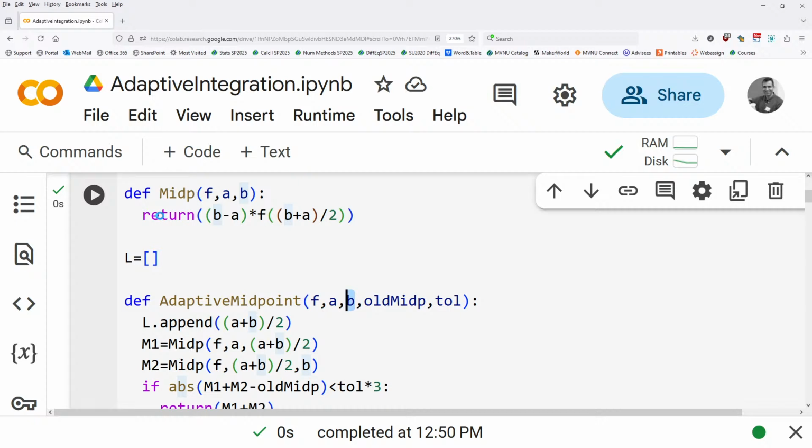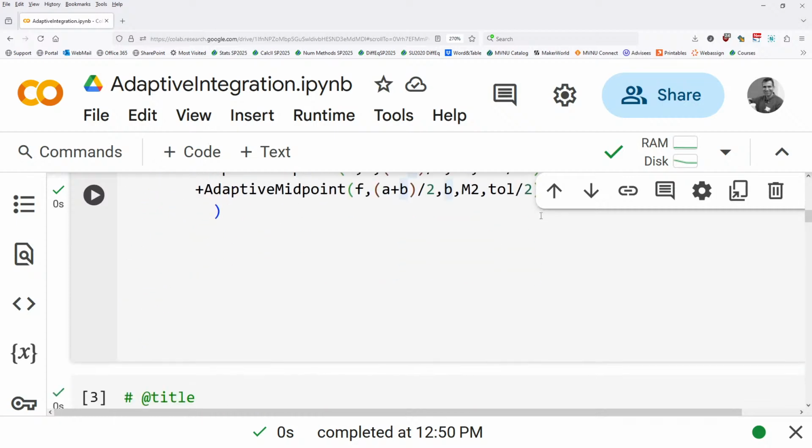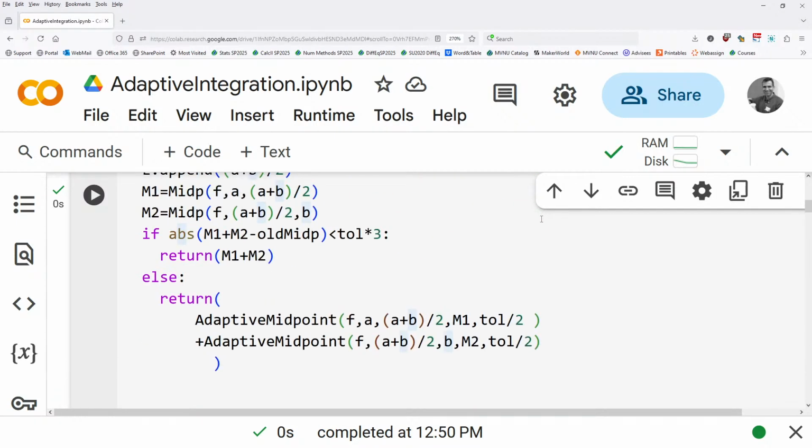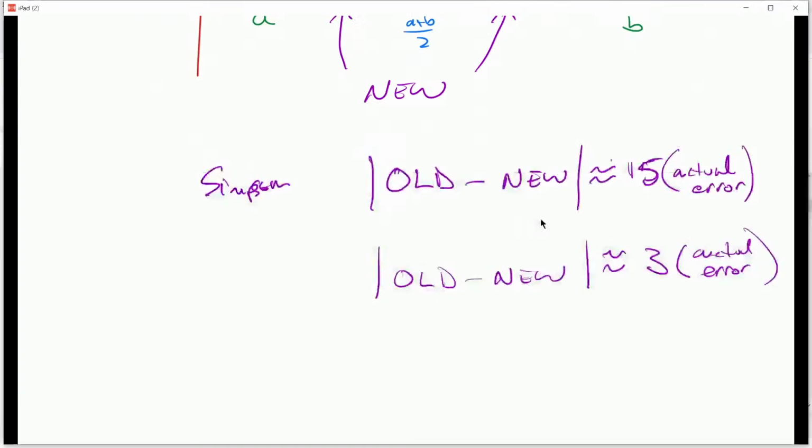And then the last bit is that every time you do the rigmarole again, you split the tolerance between the 2. So essentially, if it's not close enough, then I do adaptive midpoint another time with the first half, and then again with the second half. But I use those as my old, so you're just doing it over and over again. And you say, okay, half of the error can go into the first half, half of the error can go into the second half, and then I'm all good.